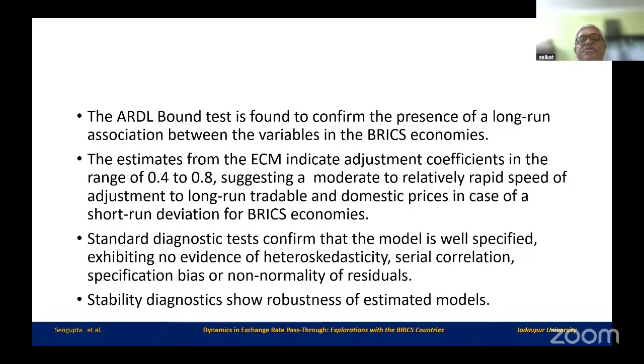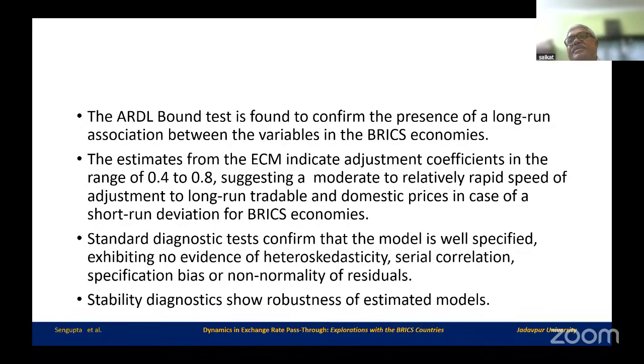The ARDL bound test is found to confirm the presence of a long-run association between the variables in the individual BRICS economies. These are the regression diagnostics; the coefficients we will come to in a while. The estimates from the short-run error correction model indicate adjustment coefficients in the range of 0.4 to 0.8, suggesting a moderate to relatively rapid speed of adjustment to long-run tradable and domestic prices in case of a short-run deviation for BRICS countries.